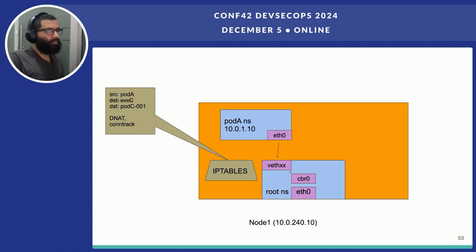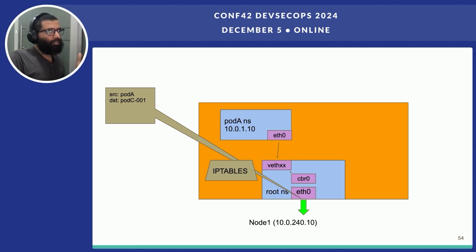So this translation is managed by conntrack, which tracks the connection and ensures that the response packets from pod C are correctly routed to pod A. So to pod A, it appears as though it is communicating directly with service IP, while in reality, Kubernetes is transparently redirecting the traffic to one of the backend pods. This abstraction allows Kubernetes to provide load balancing while hiding the complexity of individual pod IPs. So with this new information, the packet lands on eth0 and finally moves out of node 1.